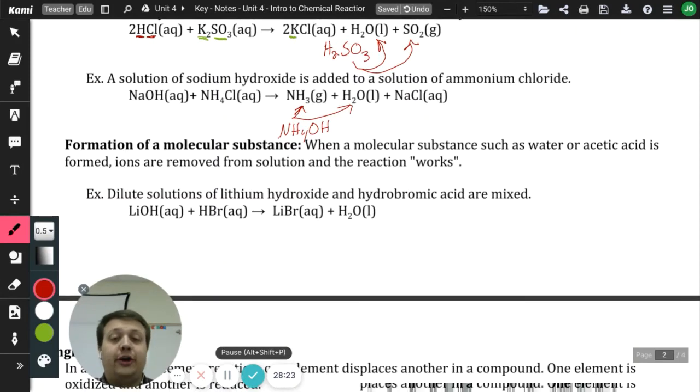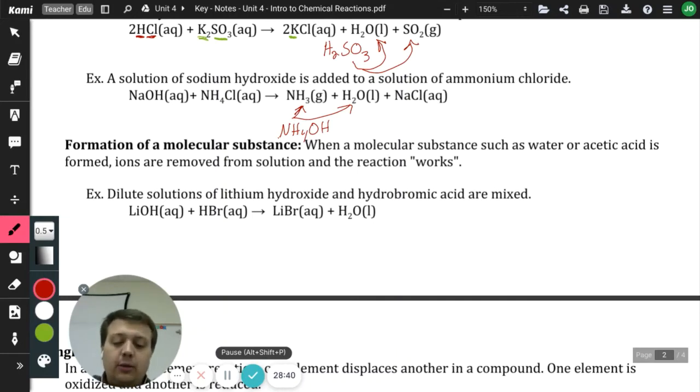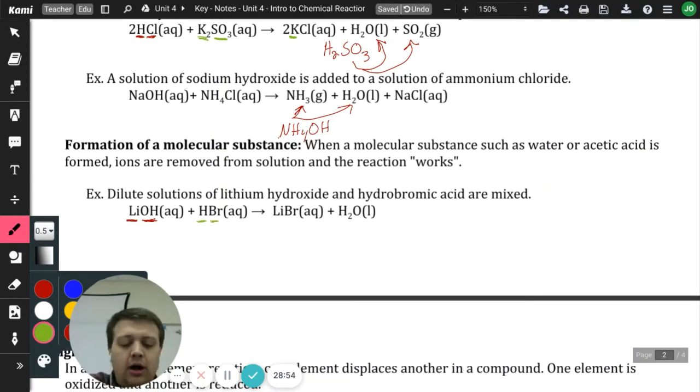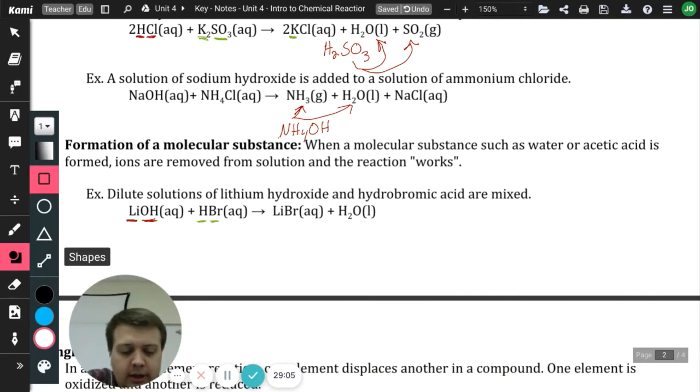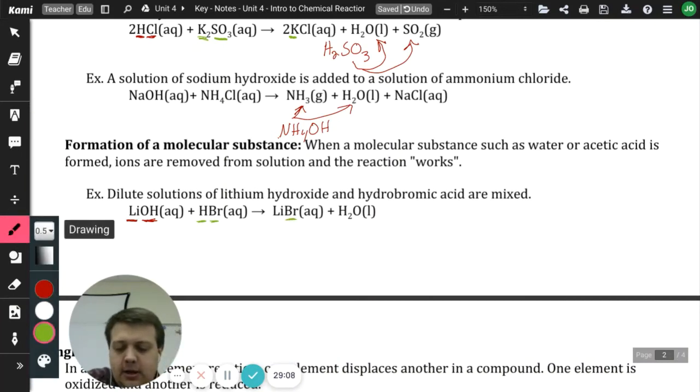Okay, so moving on. Next, I've got the formation of a molecular substance. Remember, molecular means creating a covalent compound. Anytime we talk about molecular substances, we're talking about covalent compounds. So here we've got lithium hydroxide and hydrobromic acid. So I took the LiOH, so Li and OH. Remember, you need to be looking for those polyatomic ions. And HBr, they swap partners. So lithium pairs up with bromine. So we've got our bromine, which was here. And my H2O, remember H2O could be rewritten as HOH.